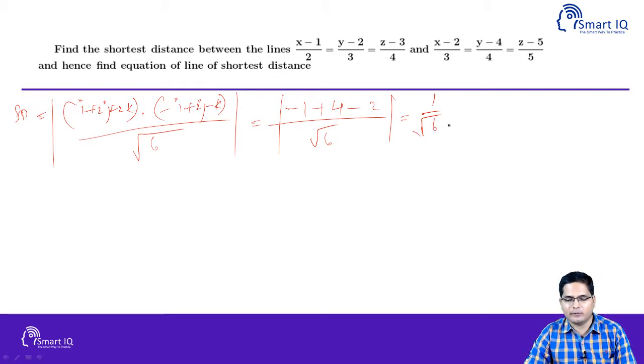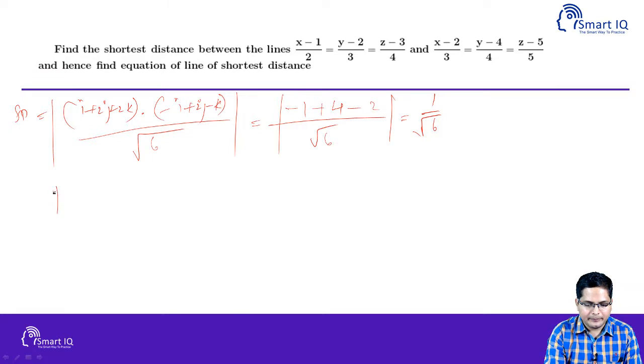So that is just formula based. But how to find the equation of the line of shortest distance? That is important now. Okay. Let us take the point P.